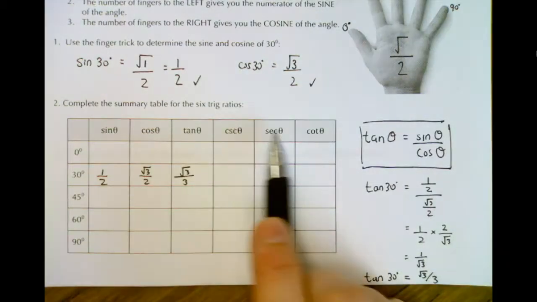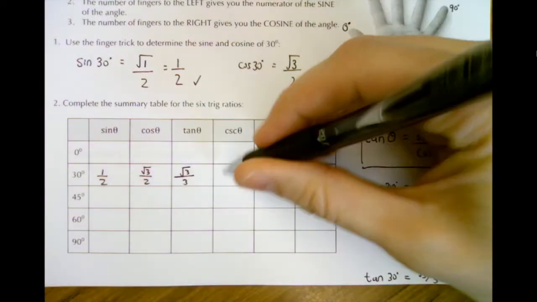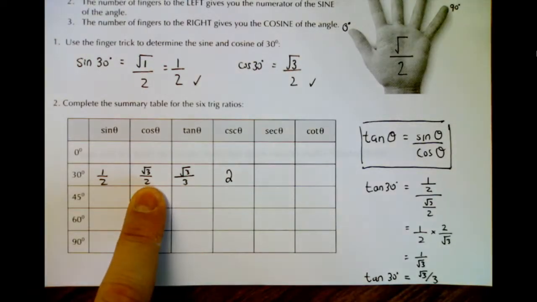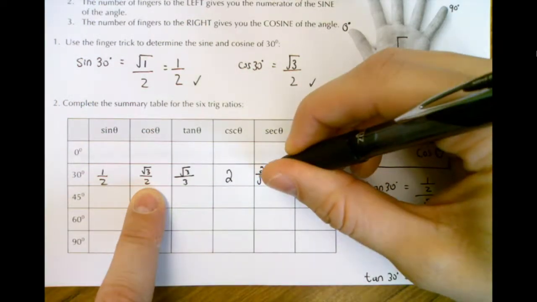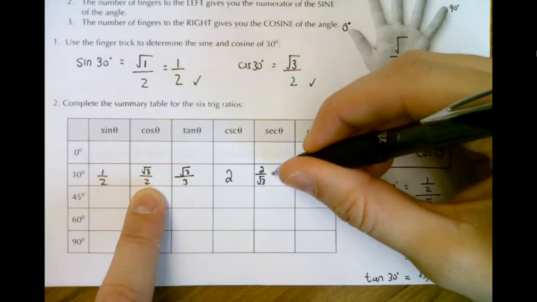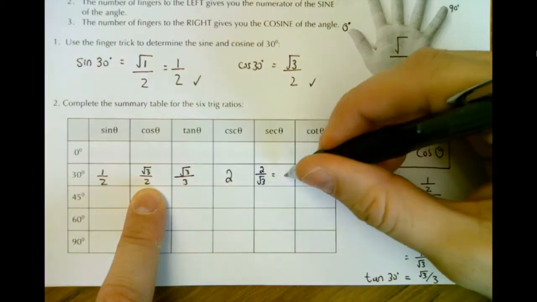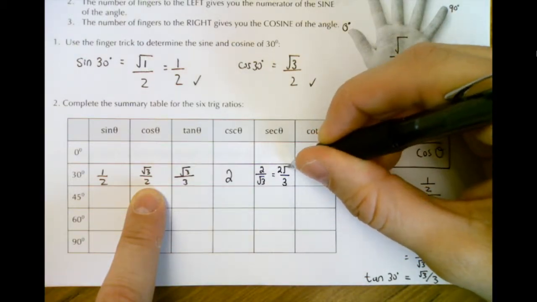How do you get cosecant, secant, and cotan? You flip these three. Flip sine to get cosecant, you get 2. Flip cos to get secant, you get 2 over root 3. But the problem is we get a root 3 on the bottom, so we have to multiply the top and bottom by root 3 to get rid of the root 3. And we're left with 3 on the bottom and 2 root 3 on the top.